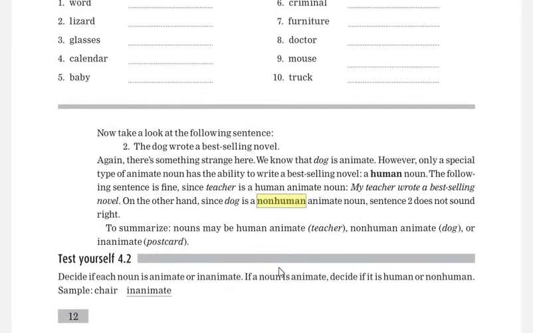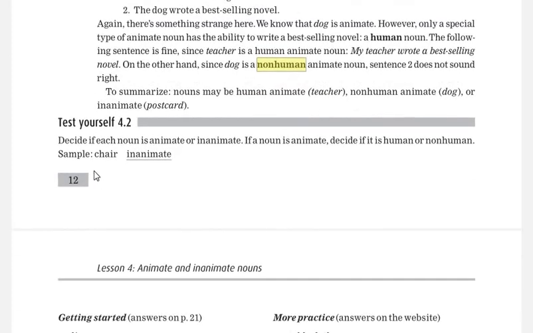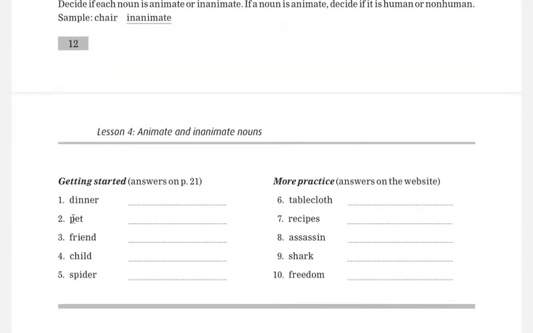Now there is a very interesting exercise. First of all, you have to tell whether the noun is animate or inanimate, and if it is an animate noun, you have to decide whether it is human or non-human. This example is given: chair is inanimate, and like pet. What could be the pet? Is it animate or inanimate? Yes, it's animate. And is it human or non-human? Yes, you can write it here.